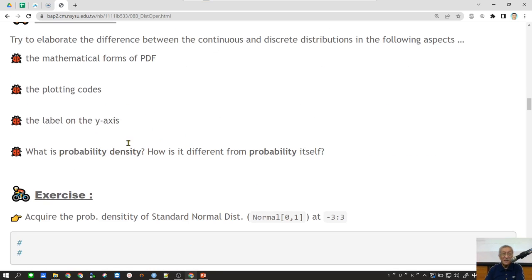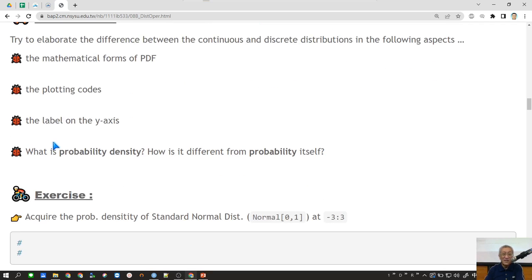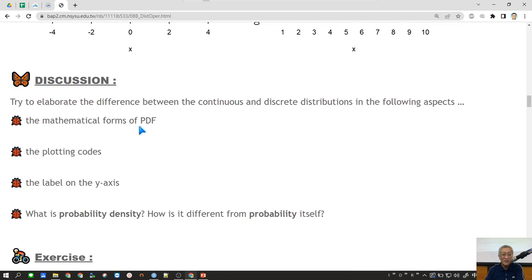So there are some discussion questions, and this is actually your homework today. Let me try to answer some of this for you, because some of it is kind of blurred. For example, the mathematical form, I don't mean for you to write down the mathematical form, okay.